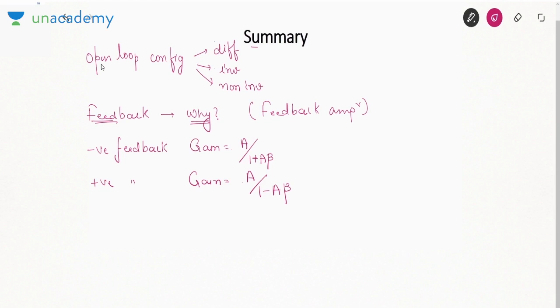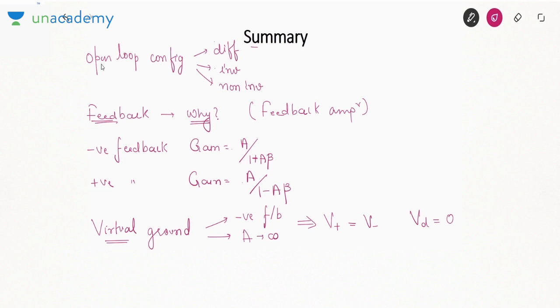Okay? And then I told you about the most important concept in op-amp, that is the concept of virtual ground. Here I told you two conditions: negative feedback and the second one, A tends to infinity. In that case you can say the voltage at both the terminals will be the same, or the differential voltage will be 0. So that is what we have covered in this lecture. Later on, when we study closed loop configuration of op-amp and the circuits based on that, this concept of virtual ground will be applied again and again. So this is the most important concept in this chapter.